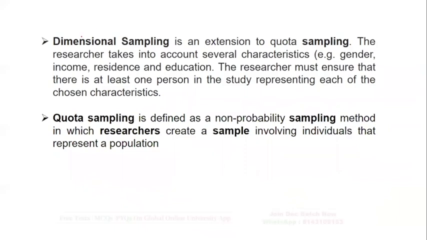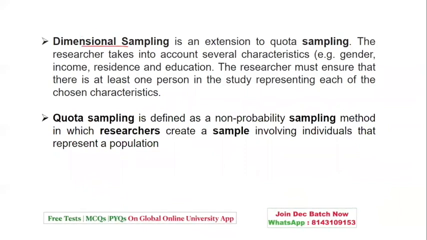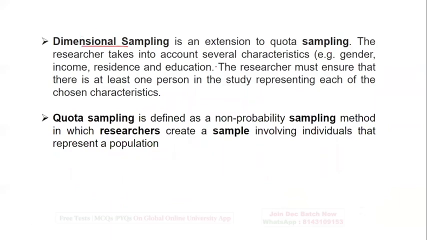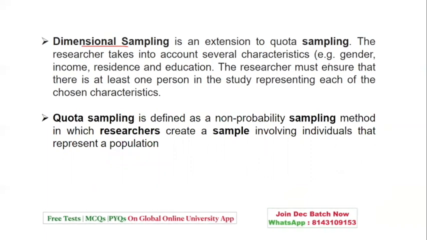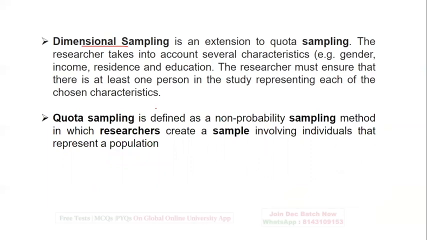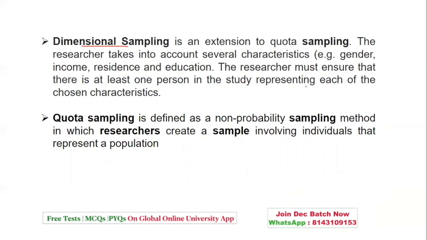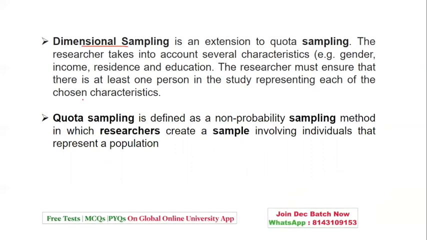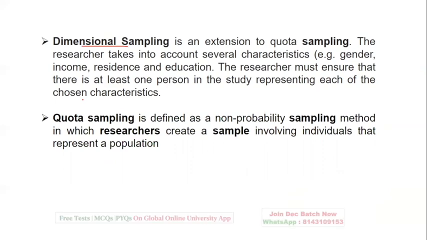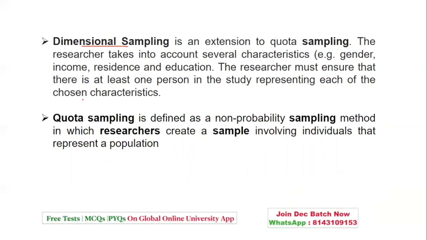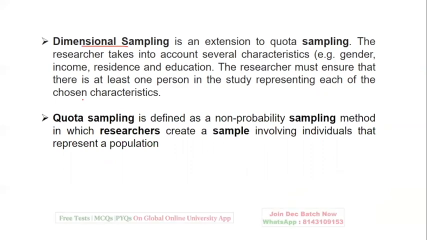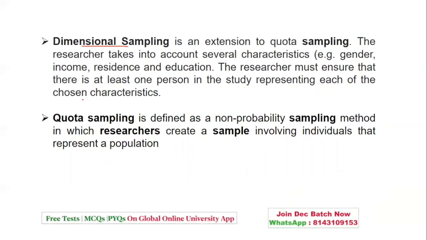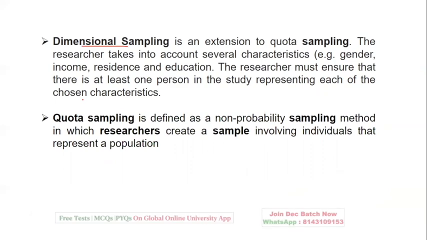There is something called dimensional sampling. It's an extension to quota. The researcher takes into account several characteristics. The researcher also ensures that at least one person in the study representing each chosen characteristic should be present. So quota sampling is basically a non-probability sampling method, and it creates a sample involving individuals that represent a population.